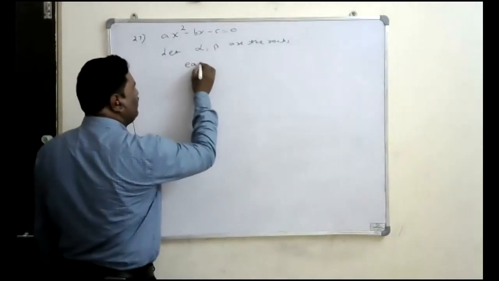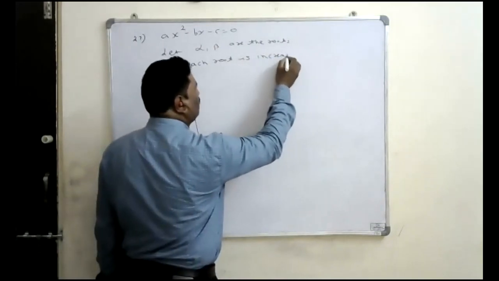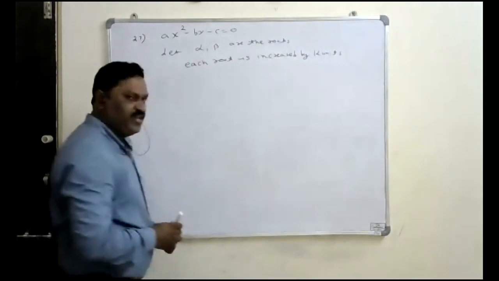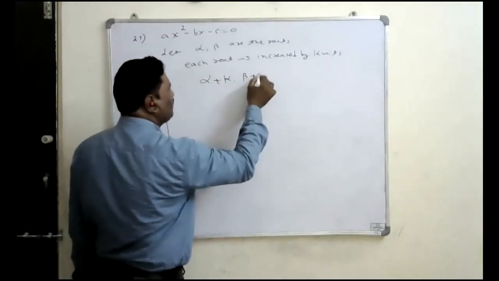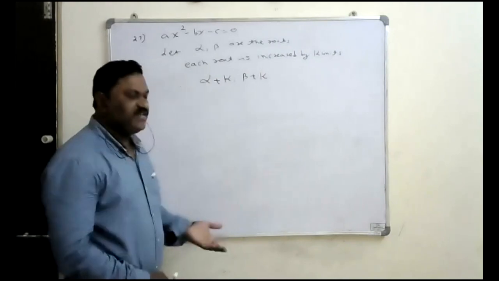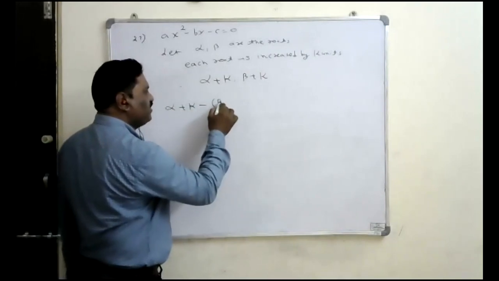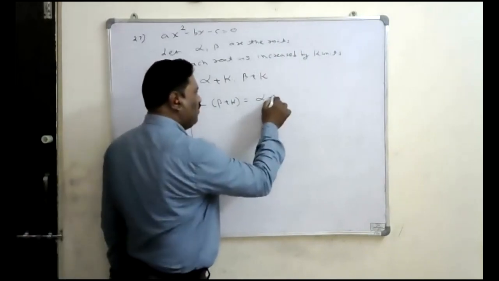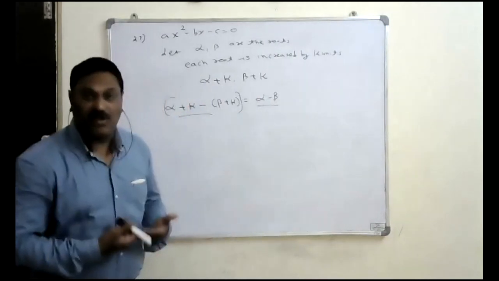Let us assume that each root is increased by k units. Therefore, what are the new roots now? Alpha plus k and beta plus k. So each root changes like that. Then what about the difference of the roots? Alpha plus k minus beta plus k is alpha minus beta. The difference of the roots is not changing, right?